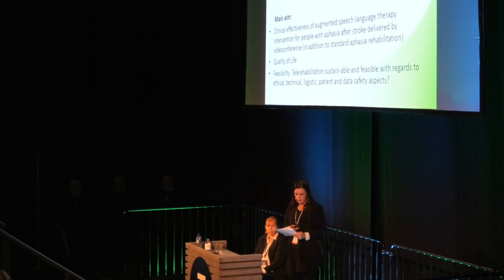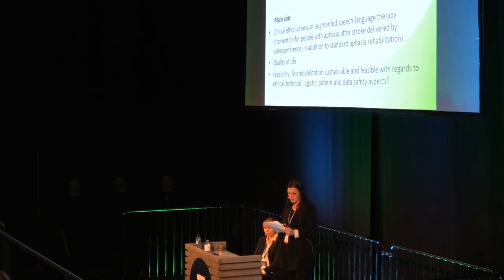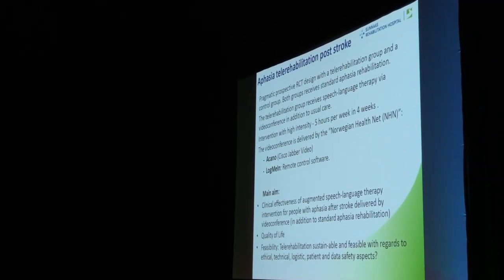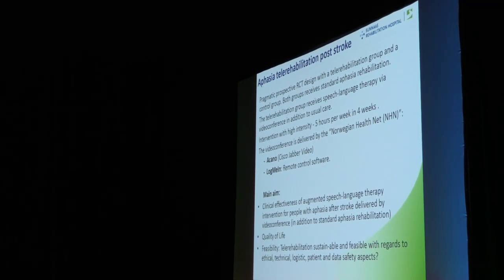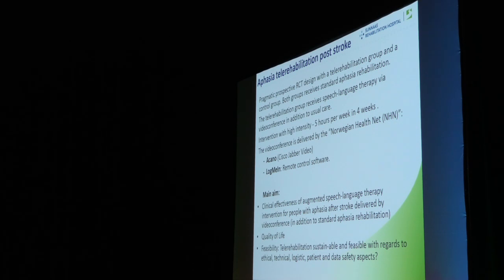So, aphasia telerehabilitation post-stroke is a trial that has a pragmatic, prospective, randomized control design. And we have a telerehabilitation group and a control group. And both of the groups receives standard aphasia rehabilitation. The telerehabilitation group receives speech and language therapy via video conference in addition to usual care. And we give the intervention with quite high intensity. The intervention is given 5 hours per week in 4 weeks.